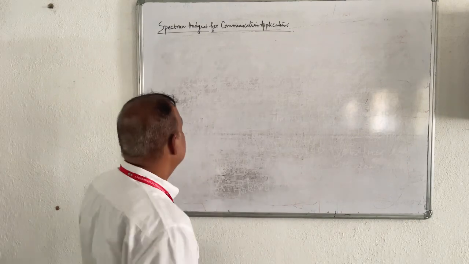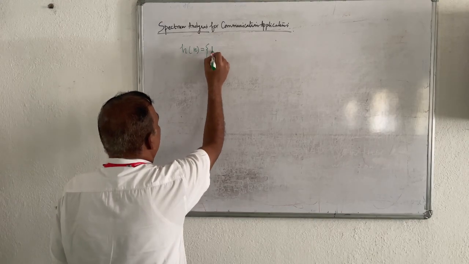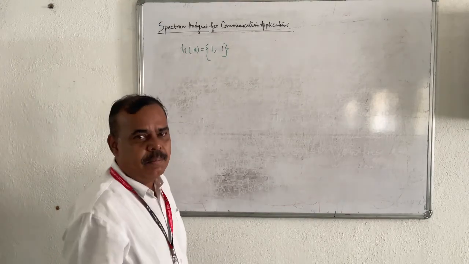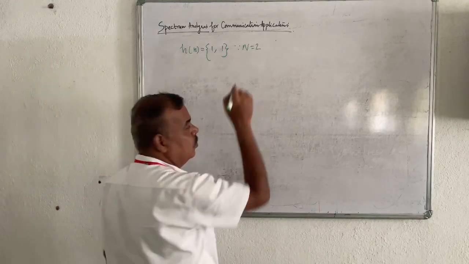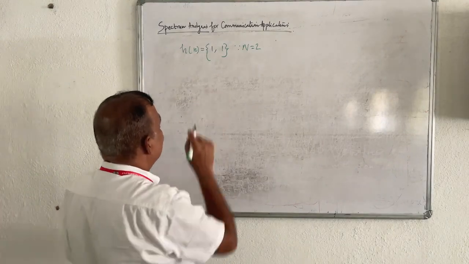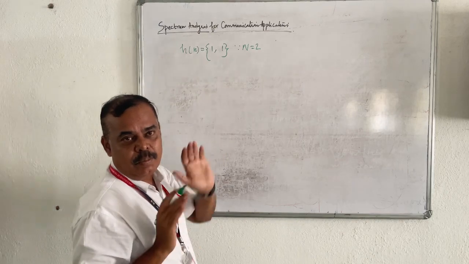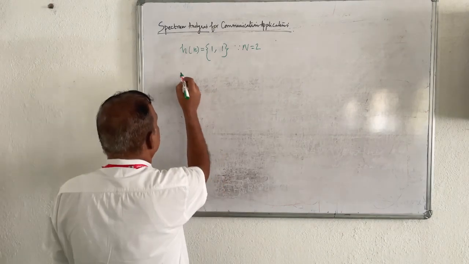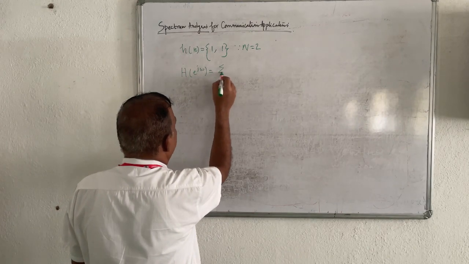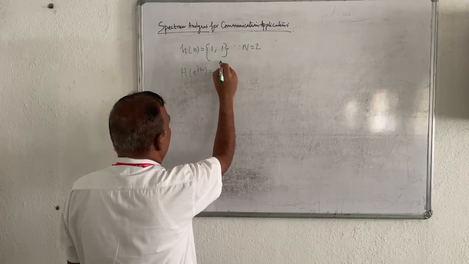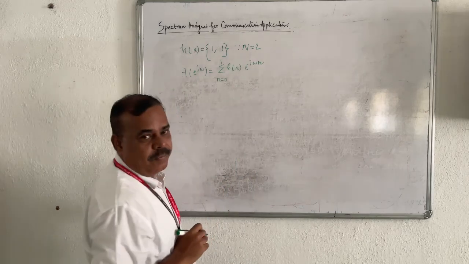For this I am going to consider a sample, say h of n. My voice sample is 1, 1. This is my voice sample. So here the number of samples is N equal to 2. Usually to analyze these voice samples, I have to convert this voice into magnitude and phase. For that I use the formula to find the frequency response, where n varies from 0 to 1, h of n e power minus j omega n.